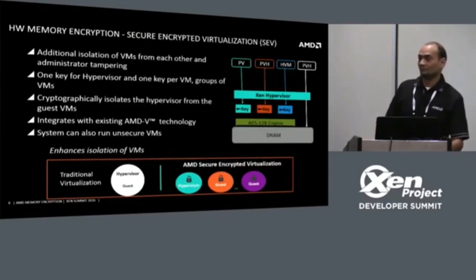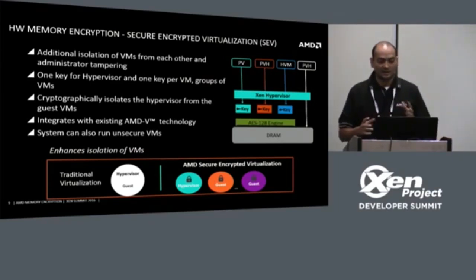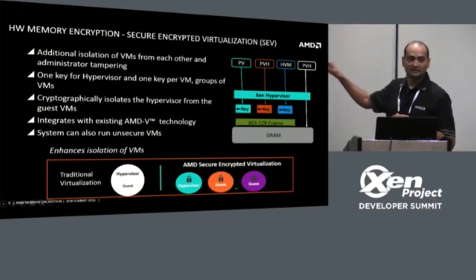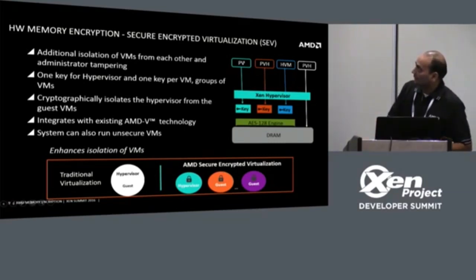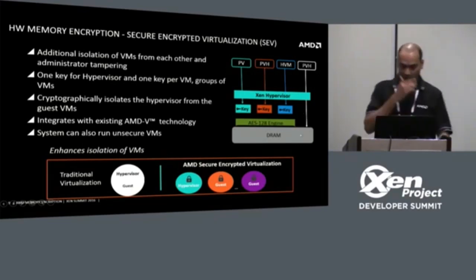SEV is tightly integrated with the AMD virtualization technology. What this gives you is that each VM can have its own key. For example, what I'm trying to show here is the Xen hypervisor, and one of the PV guests is using this key, which we call a root key, because the Xen hypervisor is going to use key 0. Then one of the PV guests can use its own key. Another HVM guest can come and use its own key. And you can have another guest which is not using any key. It could be an unsecure guest.